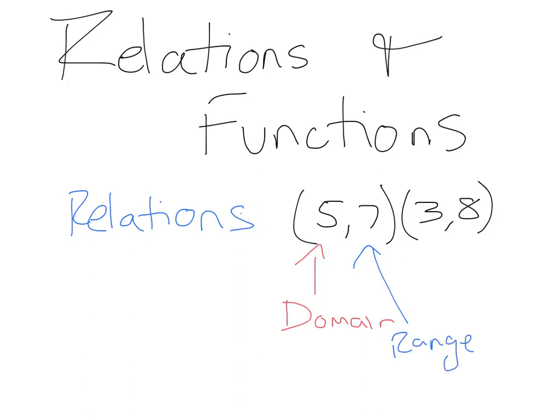Now some people talk about these in different terms. Some people say input, which is synonymous with domain, and they say output for the resulting number. Again, I've color coordinated so that you know domain is the same as input, range is the same as output. Cool beans. Let's do a quick example.